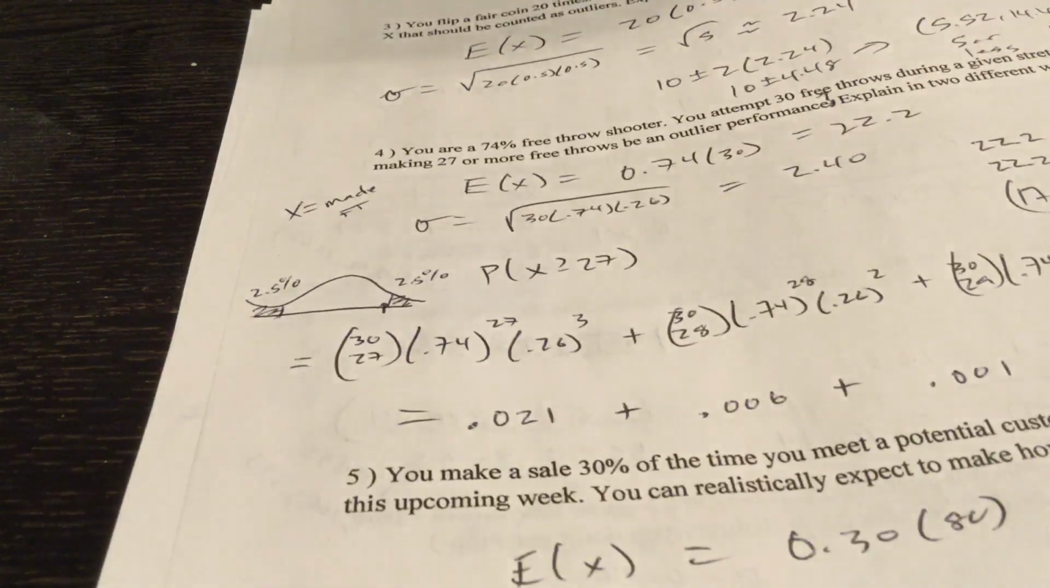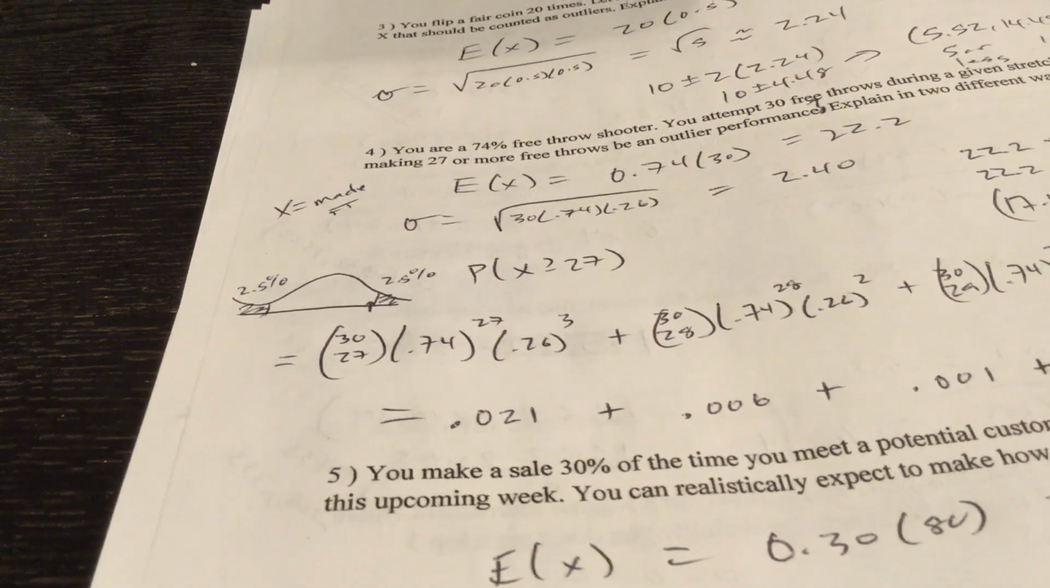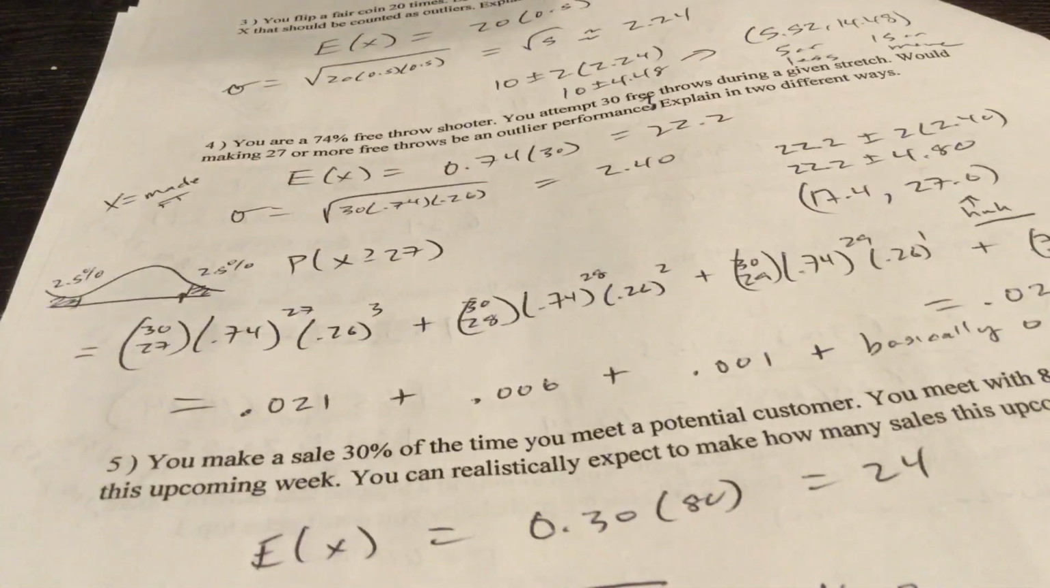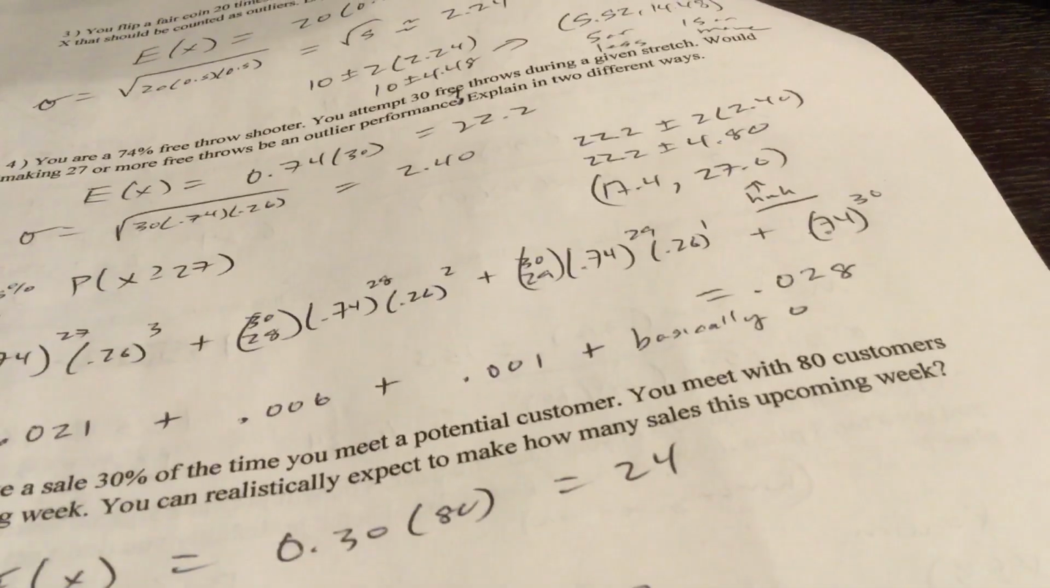So we're looking at the high outlier situation. So what's the probability of making 27 or more? Okay, so let's find the probability of 27, 28, 29, 30. So that's the probability of 27, 0.021. That's the probability of 28, 0.006. The probability of 29 is 0.001. And the probability of making all 30 is essentially zero, right? It was 0.000 something. It's zero.